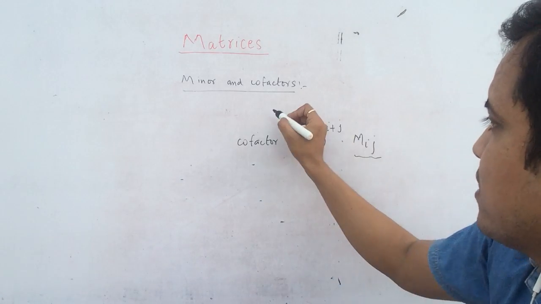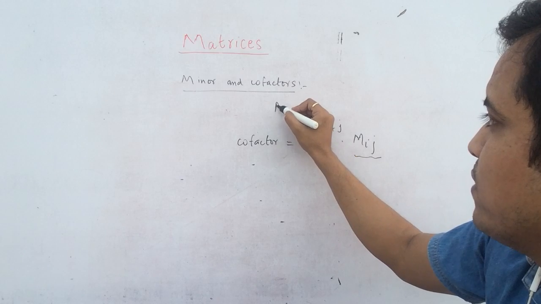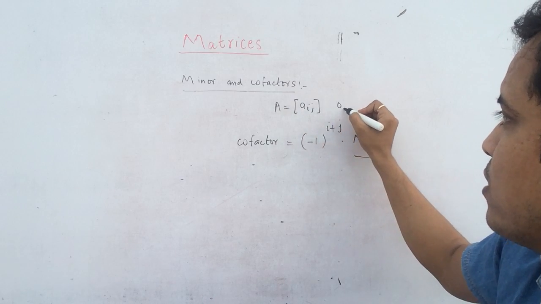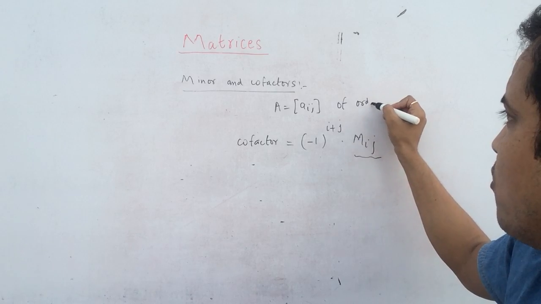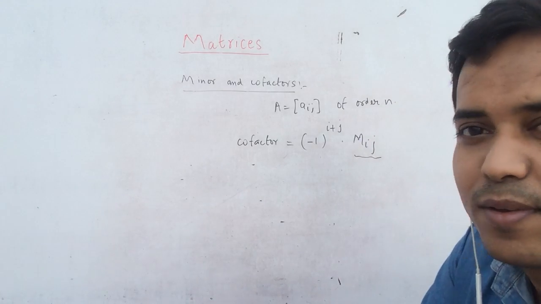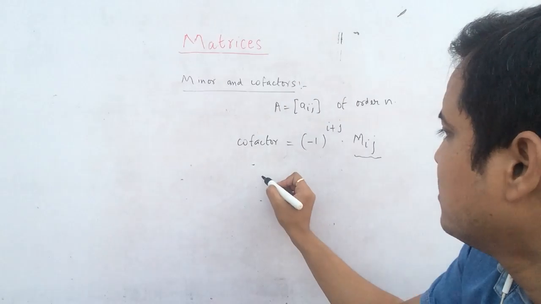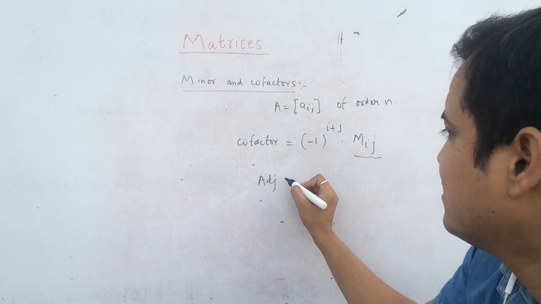Here again, Aij is a square matrix of order n. So you need to learn this. And what is the adjoint of A?